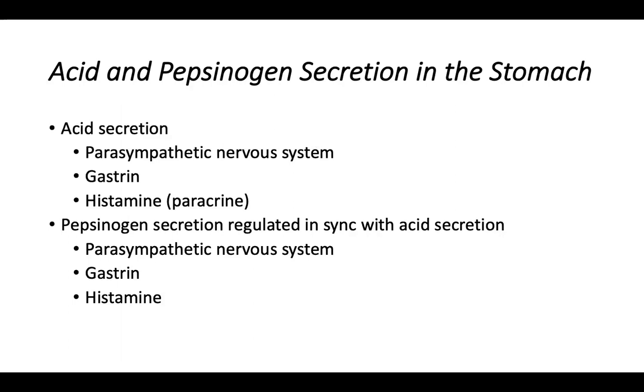Let's talk about acid secretion here. So acid secretion happens under the regulation of the parasympathetic nervous system. Gastrin is also promoting acid release, and histamine as well. Now, because acid and pepsinogen are also secreted in sync with each other, pepsinogen from chief cells, acid from parietal cells, they both have the same stimuli, the same regulation for their secretion. So both are being influenced by the parasympathetic nervous system. Both are being influenced by the presence of gastrin, also coming from the stomach, from the G cells, and both are being stimulated from histamine release.